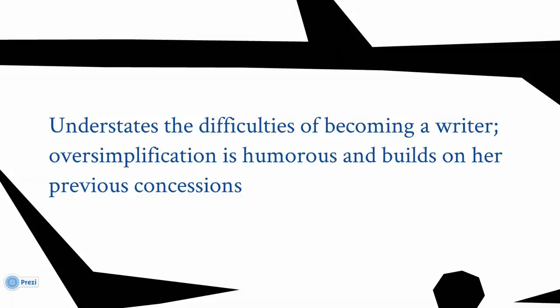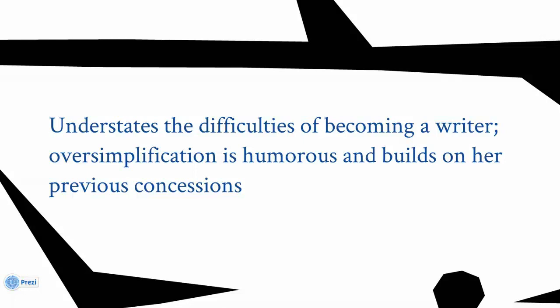She then, in her text, at one point, uses some understatement when she's discussing how she became a writer. She understates the difficulties involved in actually becoming a writer, saying something absurd like, all you have to do is sit down and start writing. You're a writer, ta-da. We know it's a lot more difficult than that, but she's using a device, understatement. And this oversimplification is kind of humorous, and it builds on her previous concessions as well. Remember, she conceded that her becoming a writer wasn't nearly as difficult as what these women are trying to do.